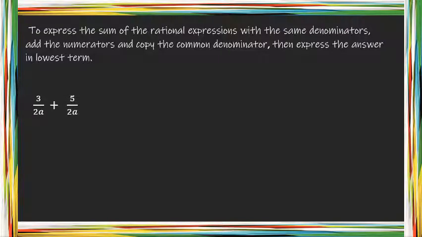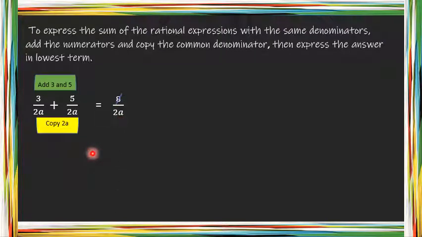You have the example 3 over 2a plus 5 over 2a. So we have the same denominators. Again, if they are the same denominators, we have to copy the denominator and then add the numerators. And this is the answer, 8 over 2a.